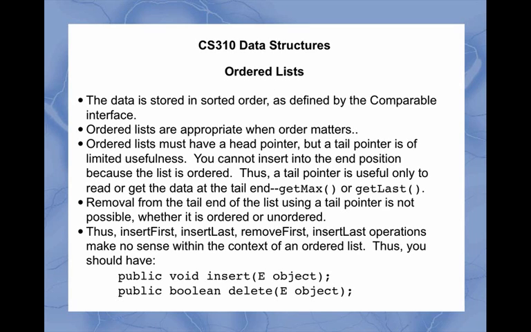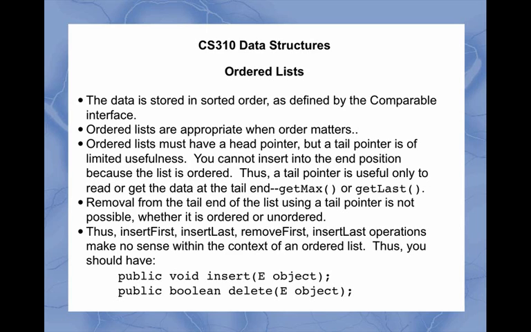With ordered lists, the data is stored in sorted order as defined by the comparable interface. That is, the data items in each node are ranked or ordered based on the comparable interface. Ordered lists are appropriate when order matters, and there are some applications where order is essential.